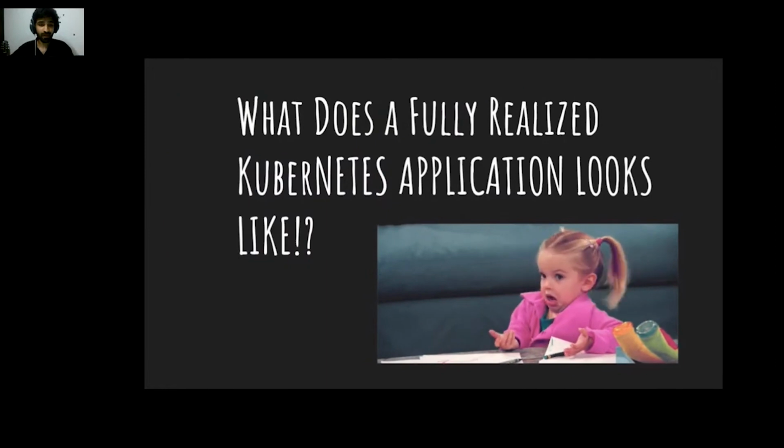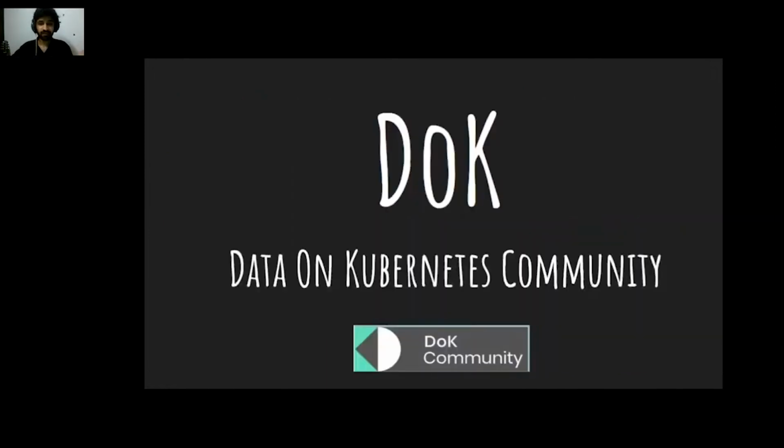Before we jump into it, I would quickly like to share this logo of DoK. I was going through the DoK research report 2022, and one of the things mentioned in the report was the issue of maturity, and how an organization gains that so that applications can be fully realized. But what does a really fully realized Kubernetes application look like?